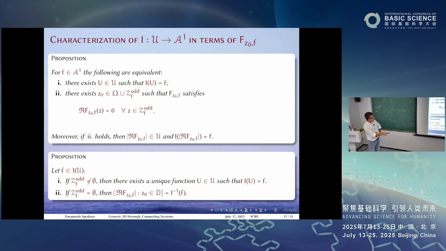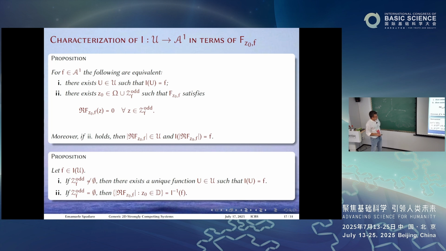So a condition to be a Hopf differential of a solution like this is that the real part of this primitive of the square root should be 0 at all the zeros of f, in particular all the zeros of odd multiplicity of the holomorphic function. And if this happens, then this one actually is a solution, it's in our space of solutions, and its Hopf differential is exactly f. So this one is a characterization of the space of Hopf differentials of solutions.